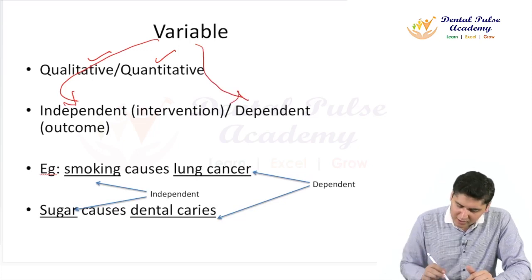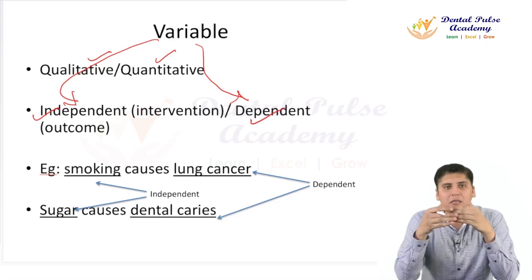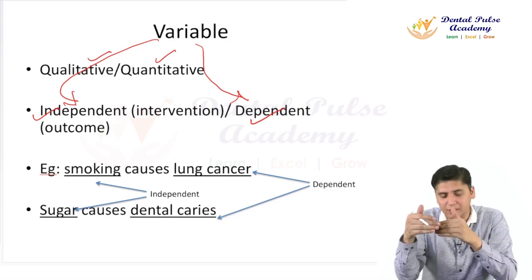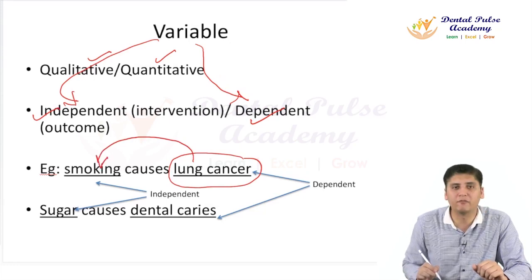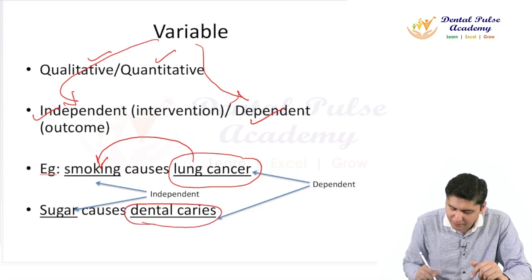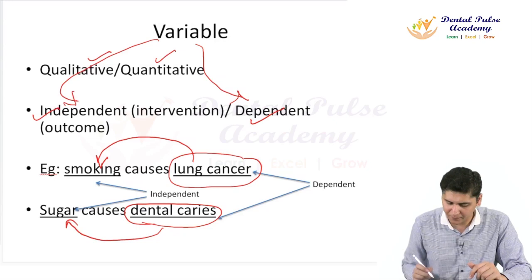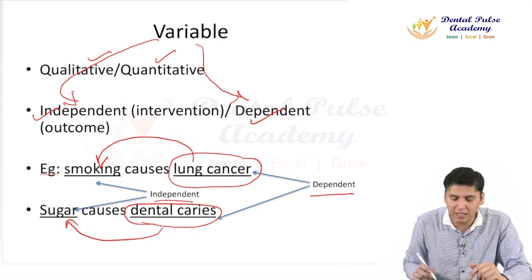Now, what is an independent and what is a dependent variable? Imagine a case situation. For example, smoking causes lung cancer. In this case, existence of lung cancer is dependent on smoking, whether the patient is smoking or not. Existence of dental caries is dependent on whether the patient consumes excessive sugar or not. So in this case, lung cancer becomes the dependent and smoking becomes the independent.